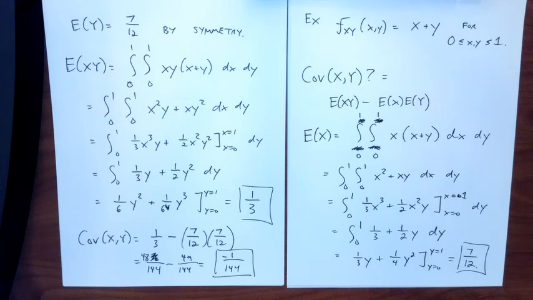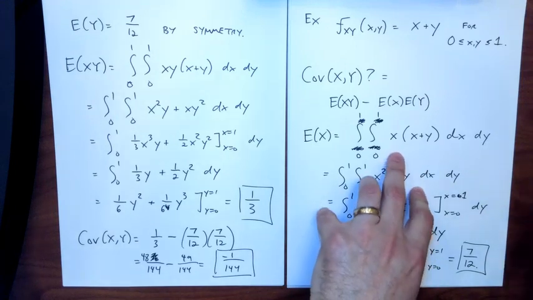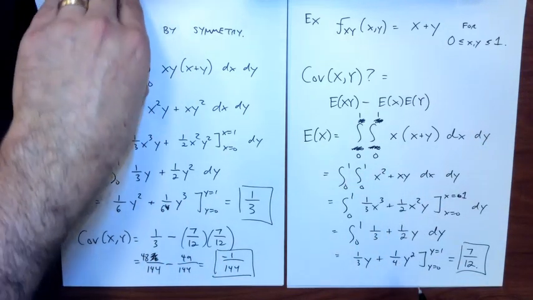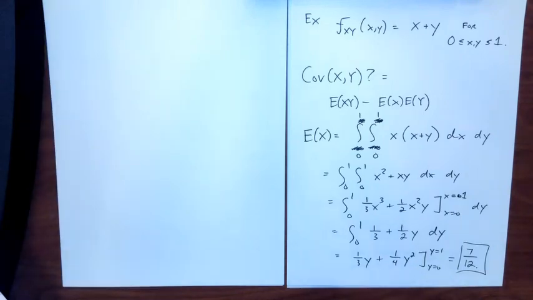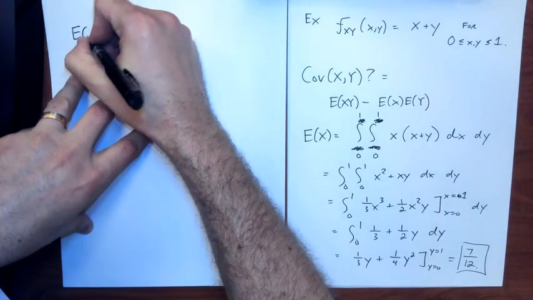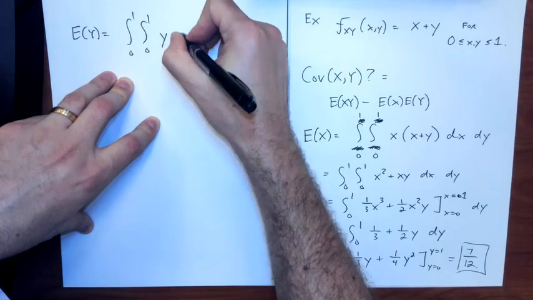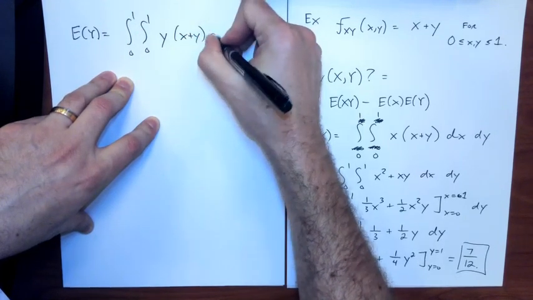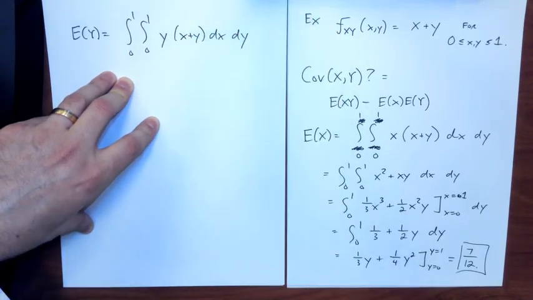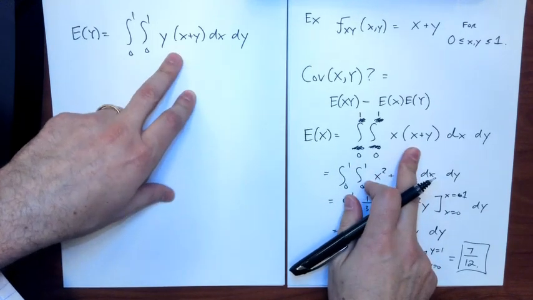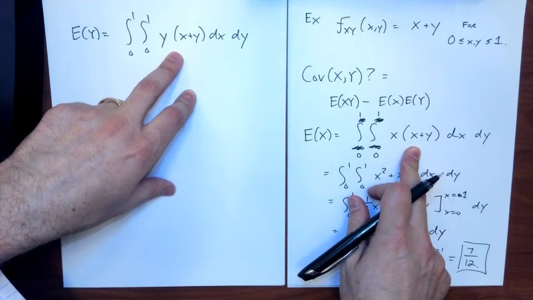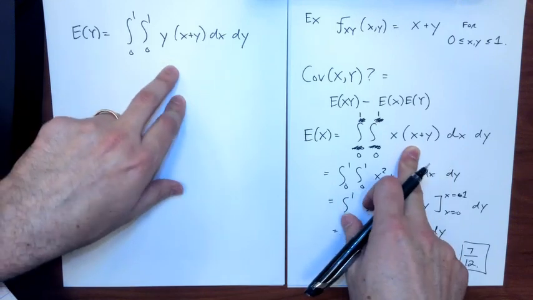So will the expected value of x always be symmetric to the expected value of y? No. It just happens to be true in this case, right? Why did it happen to be true? Because the procedure I would have had to calculate for the expected value of y would be this integral, dx dy, right? And if I compare this to this, I can see that if I change the name of x to y, I would get the same integral, right?